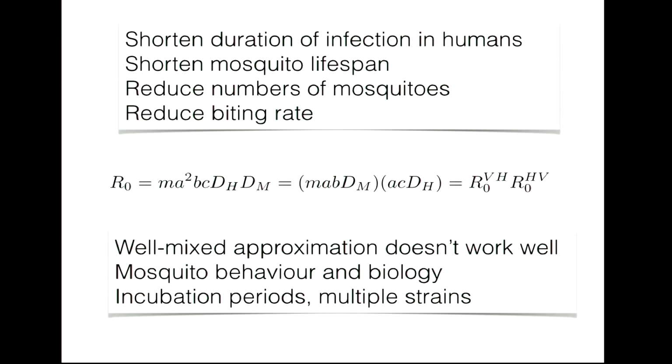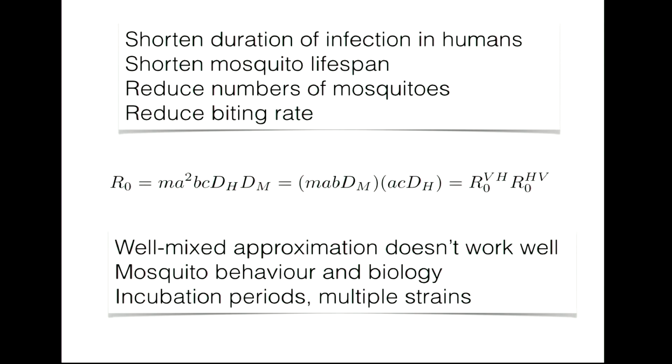So once you stare at this equation long enough, the definition of R0, you can see that one way of reducing R0 is to shorten the duration of infection in the humans. If you can shorten the mosquito lifespan, that also enters here, that is D_M, the mosquito lifespan. That's another way of reducing R0. If you reduce the number of mosquitoes, that affects the term M here. If you reduce the biting rate, that affects these other terms, the A term that sits over there.